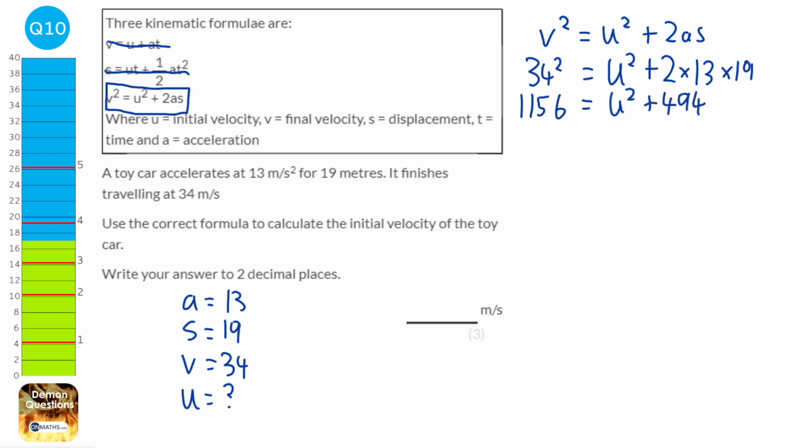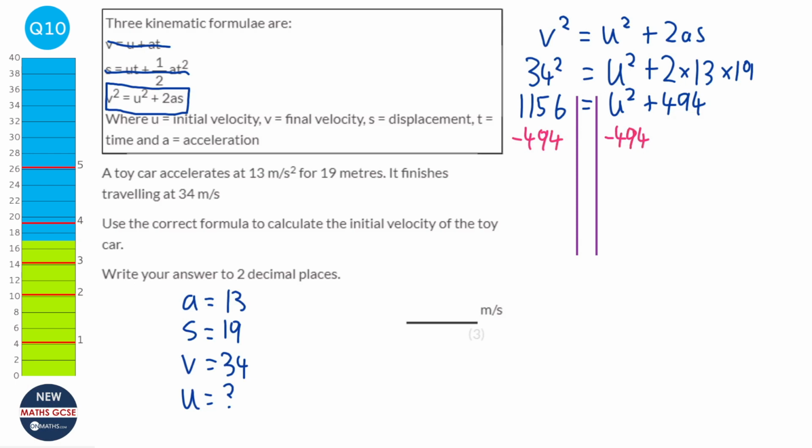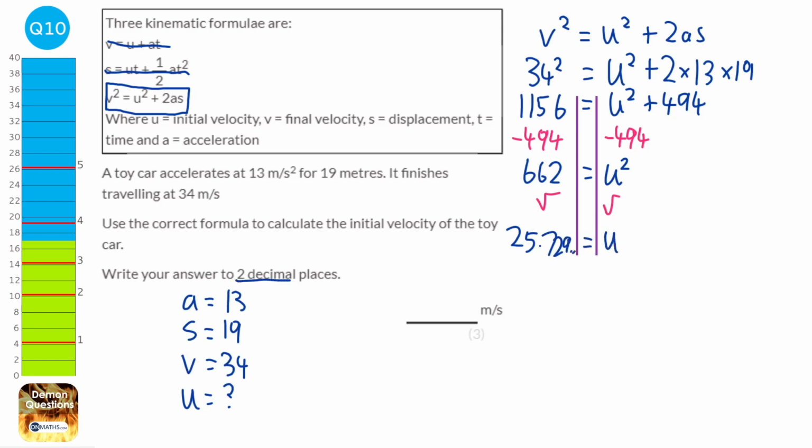And it turns into a solving part, so we're just going to solve this. So the first thing I'm going to do is subtract 494 from both sides. And so we're left with 662 equals u squared. Then we're just going to square root both sides. And so square root of that is going to be 25.729, and so on. And it says it wants it to 2 decimal places, so it's going to be 25.73.